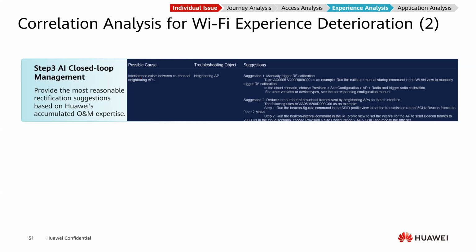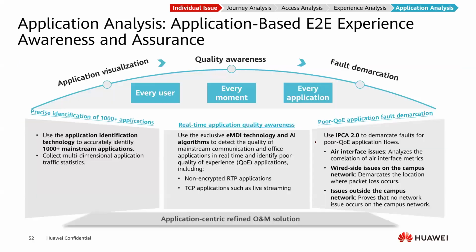For example, interference exists between co-channel enabled APs. That means two APs may have some conflict over the channel. It will tell you the suggestion on how to solve this problem. This function is used less in our real network, so we do not use a use case to talk about it. And next is the application analysis.